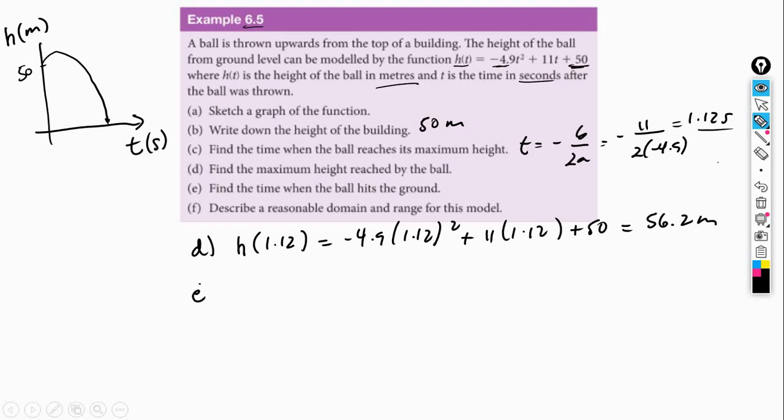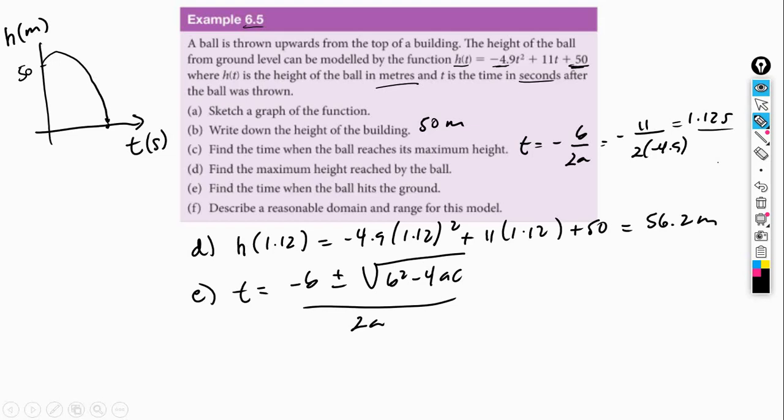For E, they want us to find the time when the ball hits the ground. That means when the height is equal to 0. They want us to find this point right here, in other words, the x-intercept, or the t-intercept in this case. For this, we use the quadratic formula. Remember that it's t equals minus b plus or minus the square root of b squared minus 4ac, over 2a.